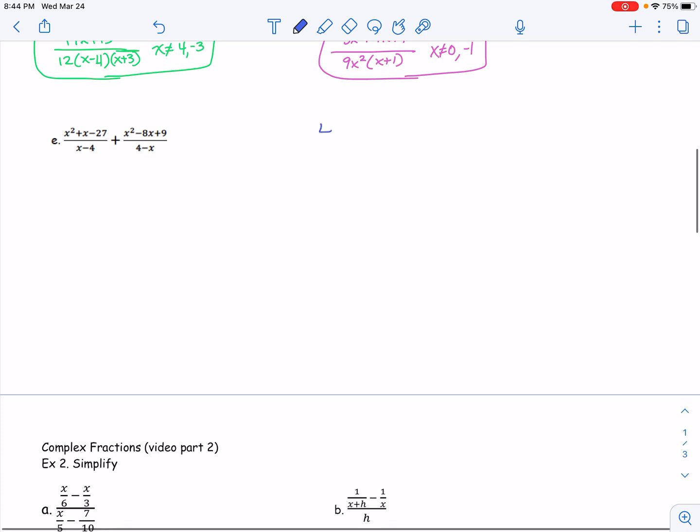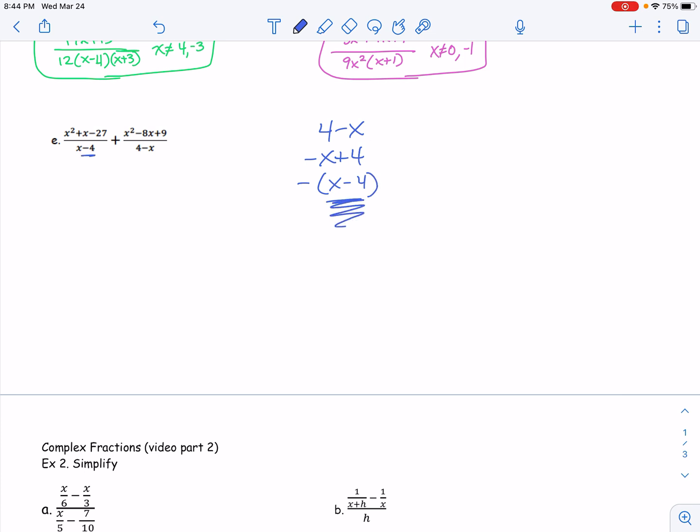So let's talk about what 4 minus x really is. If I rewrite that, that's negative x plus 4. If I rewrite that, I could write that as negative x minus 4. And what do you know? This is the same. So if I rewrite this denominator as negative x minus 4, and I'm trying to get a common denominator, then the only thing that's missing on the left is a negative. So I'm going to multiply by negative 1 over negative 1.